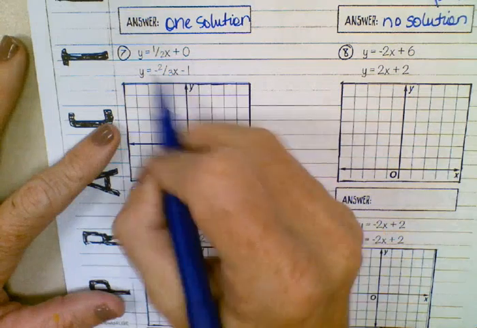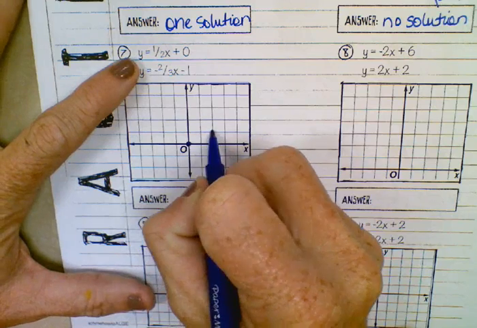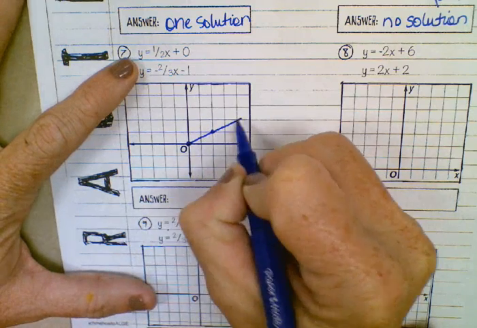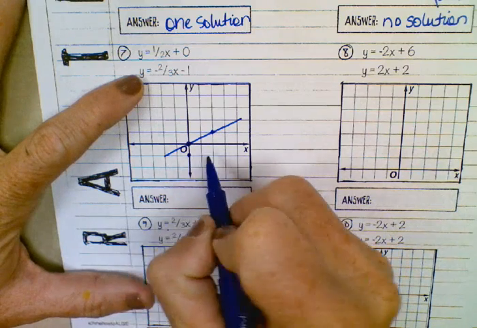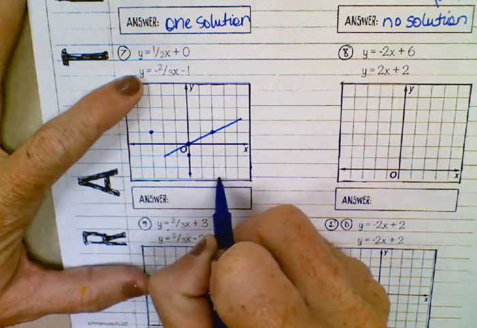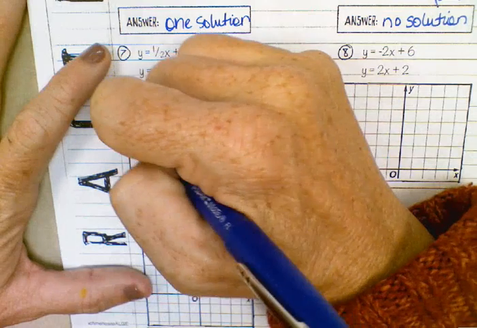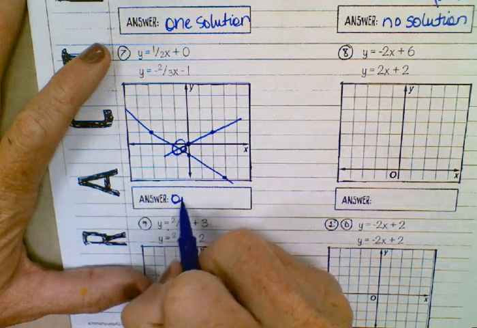Okay, so I'll graph these quickly, starting at 0. My slope is up 1 over 2. And the second equation, I would begin at negative 1. And I can either go up 2 and 3 to the left, or down 2 and 3 to the right. So those lines are going to cross right there, so it will have one solution.